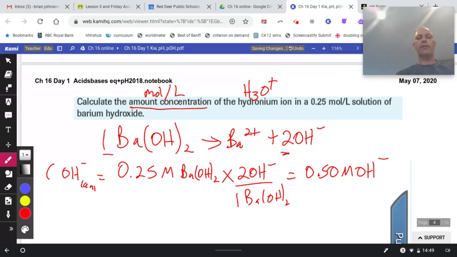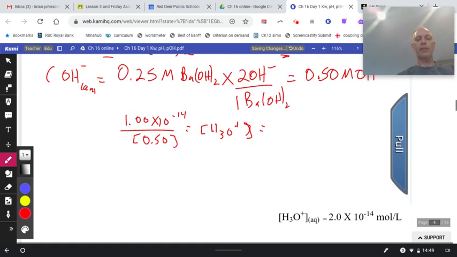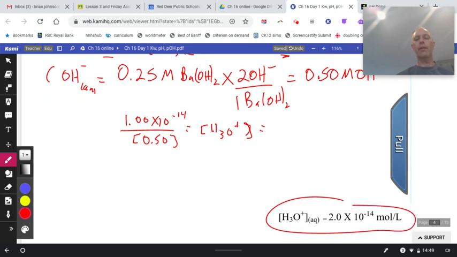So now that I know hydroxide, I can figure out hydronium using Kw: 1.00 times 10 to the minus 14 divided by concentration of hydroxide equals concentration of hydronium, which will be 2 times 10 to the minus 14. There it is. Got smart this time and I scrolled down.